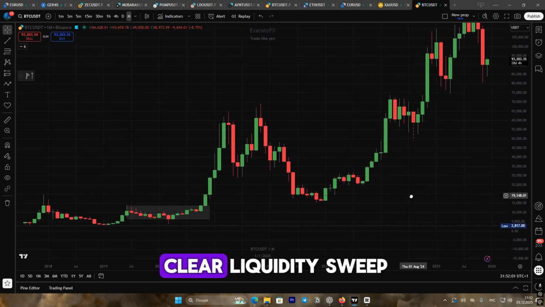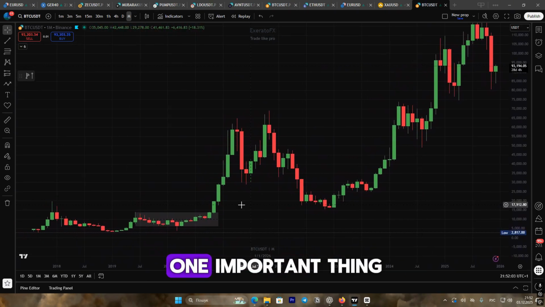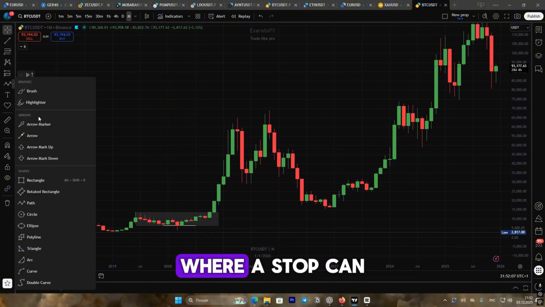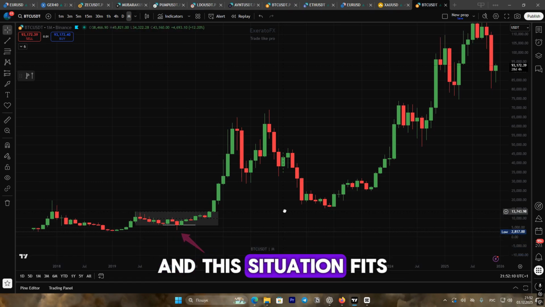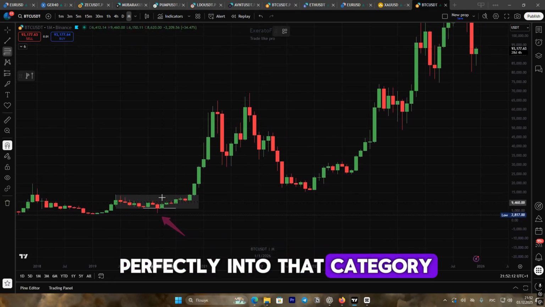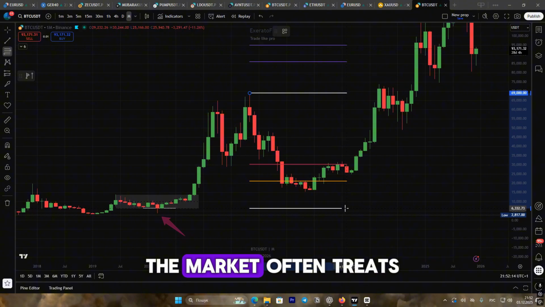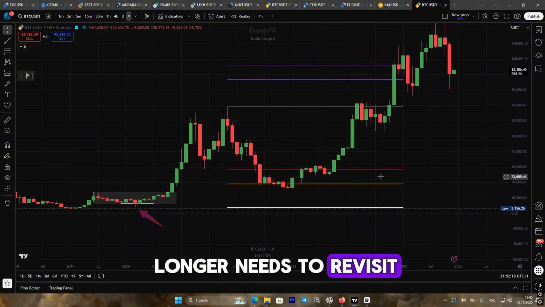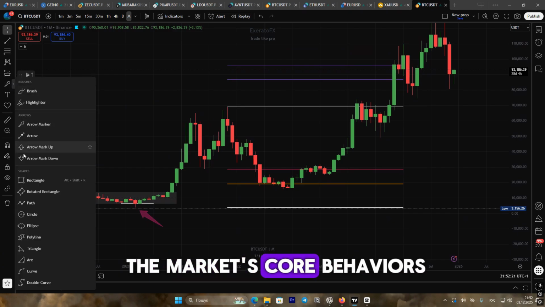And this is where Fibonacci becomes insanely powerful, because these impulse and retest moments create the perfect boundaries for the grid. We just saw a clear liquidity sweep, and that tells us one important thing. Our stop is sitting in a protected zone. There are several scenarios where a stop can be considered protected, and this situation fits perfectly into that category.